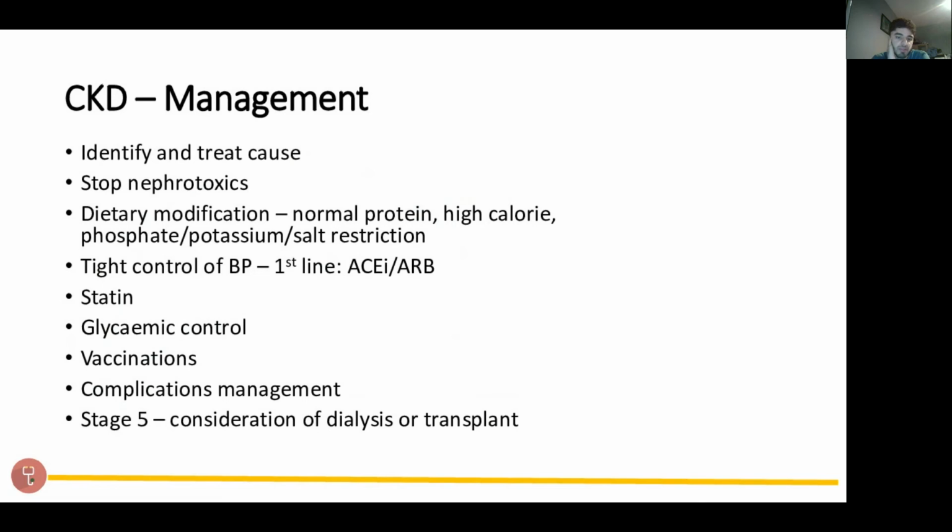You want to control their blood pressure. ACE inhibitors are very good, especially in anybody with proteinuria. Vaccinations, pneumococcal, influenza. And when somebody hits stage 5, so eGFR 15 or less, then we go for consideration of dialysis or transplant. These are the ultimate treatments for CKD.